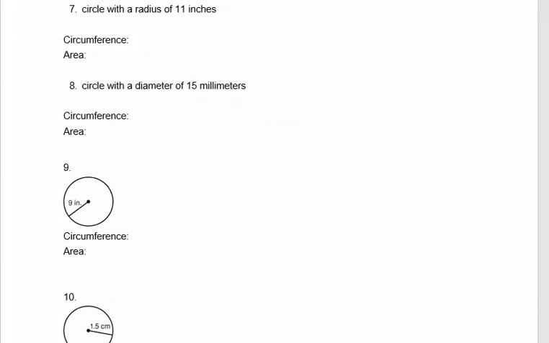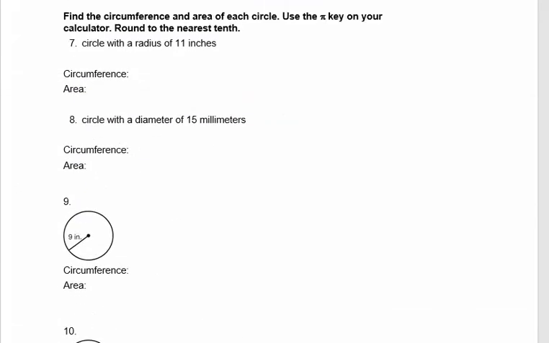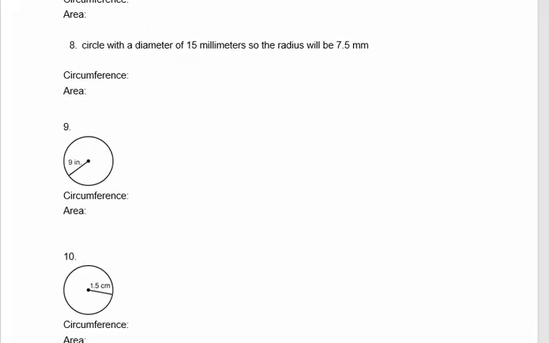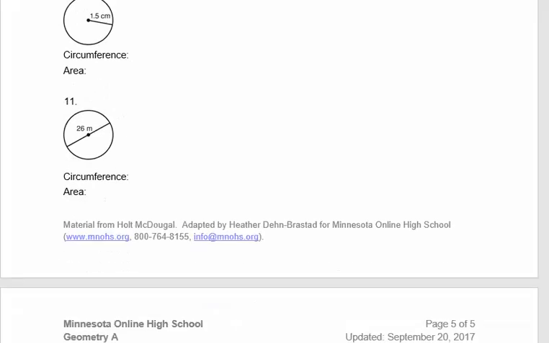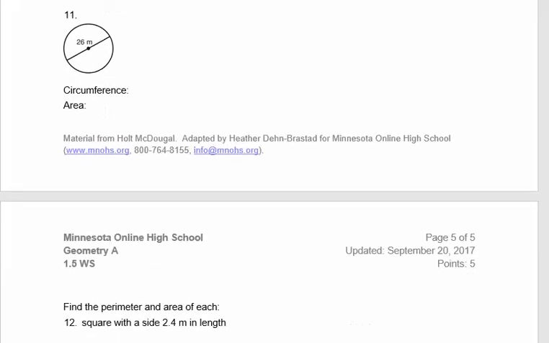So in number 8, the diameter is 15, which means the radius will be half of that. And half of 15 is 7.5 millimeters. And that's what you'll use in your formulas, for sure, for area. For circumference, you can use either one as long as you choose the correct one. And again, in 11, they give you the diameter, so make sure you find the radius first.